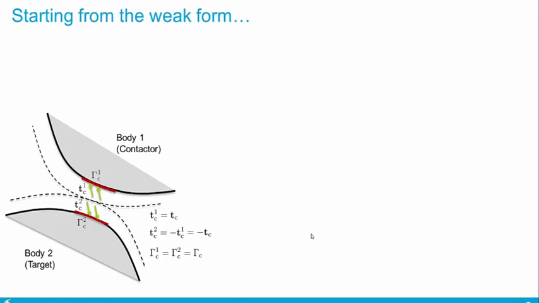The weak form for the current configuration is this one when we don't have a contact problem. So on the left, we have the virtual work done by the Cauchy stress within the body. This is the internal virtual work. On the right, we have the external virtual work done by the body force and the applied traction, where the bar represents prescribed.